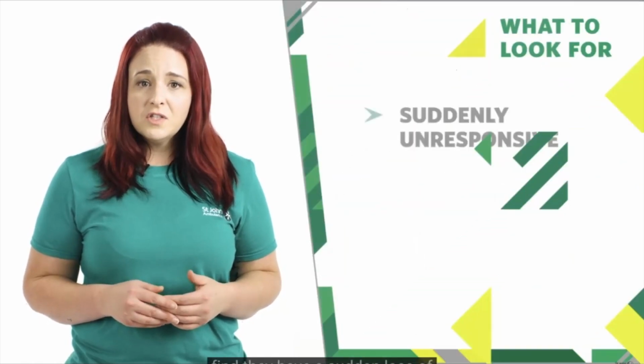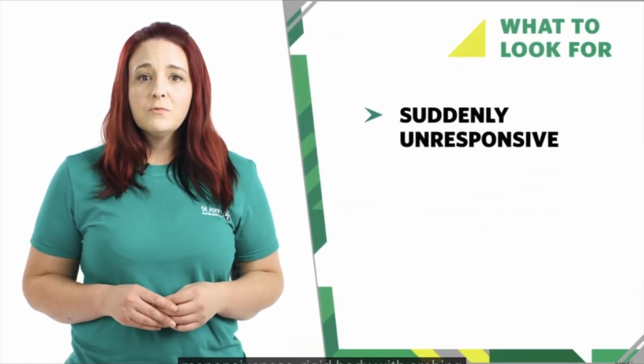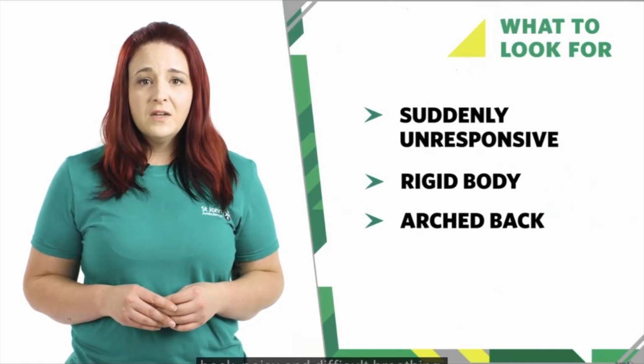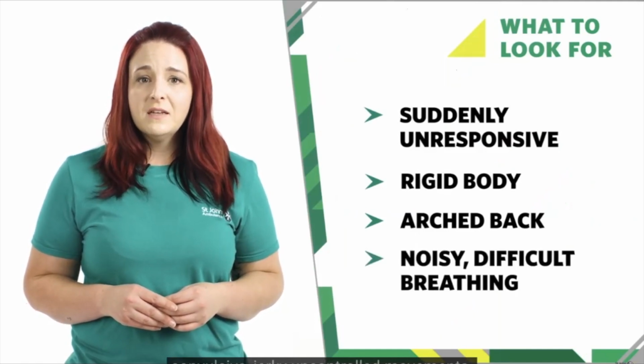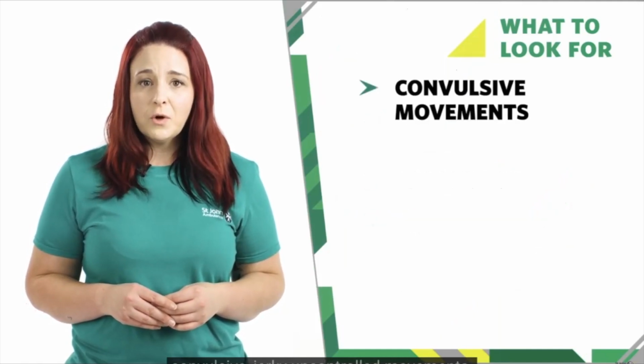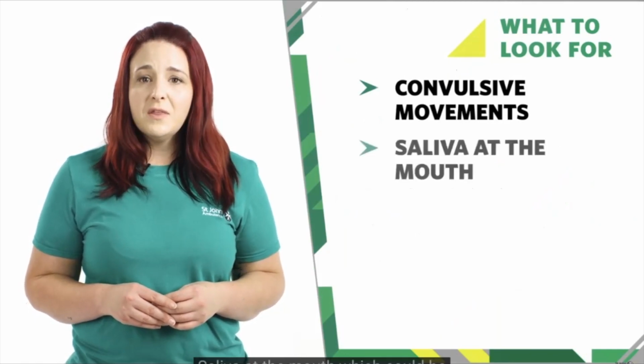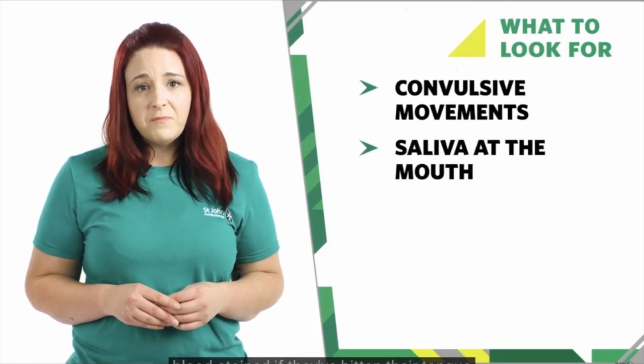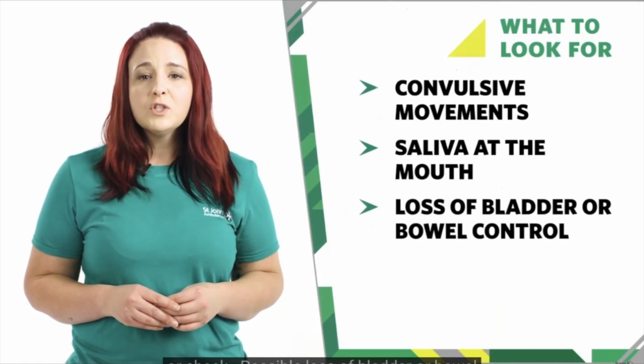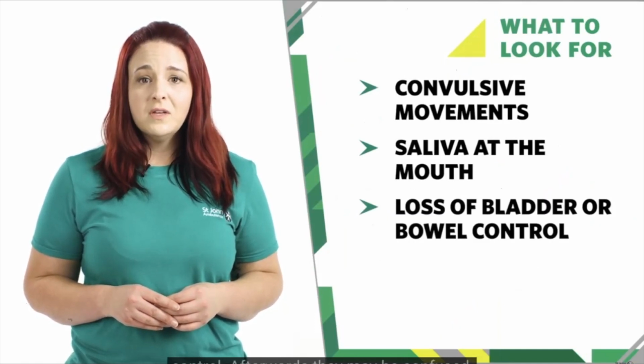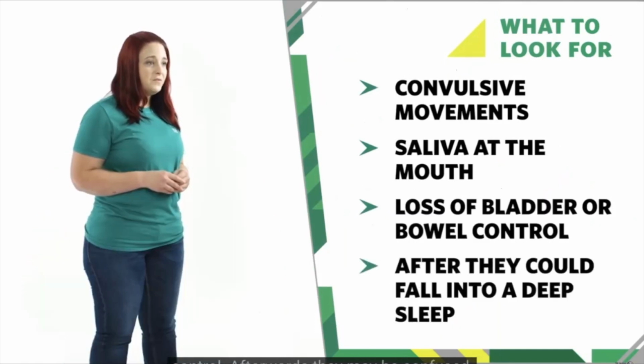When someone is having a seizure, you may find they have sudden loss of responsiveness, rigid body with arching back, noisy and difficult breathing, convulsive, jerky, uncontrolled movements, saliva at the mouth which could be blood-stained if they've bitten their tongue or cheek, possible loss of bladder or bowel control. Afterwards, they may be confused, tired, and fall into a deep sleep.